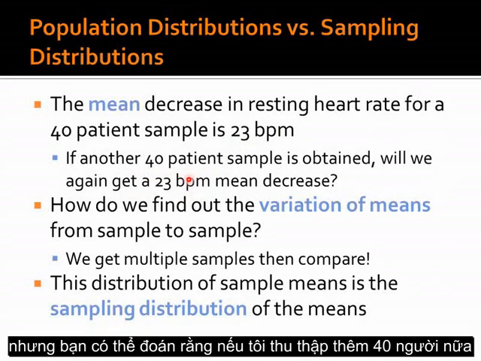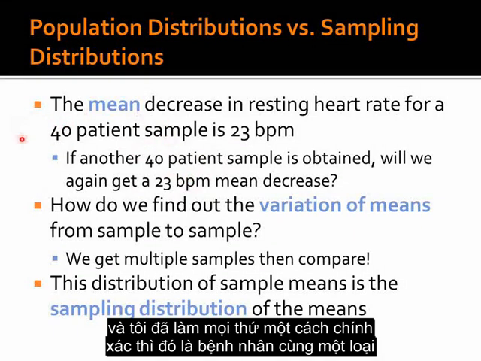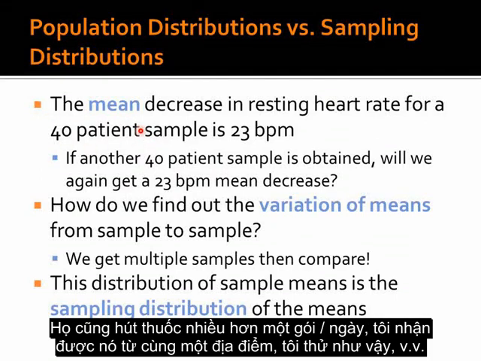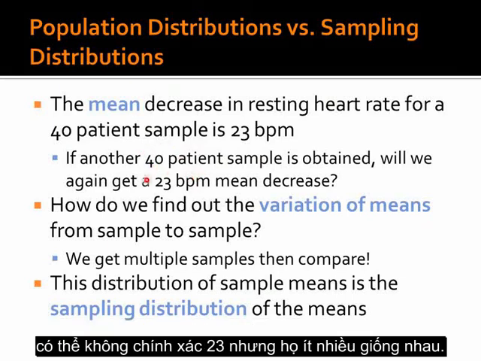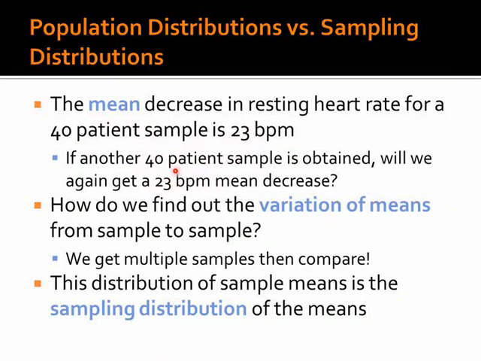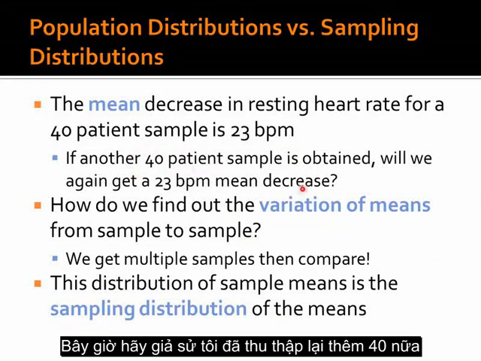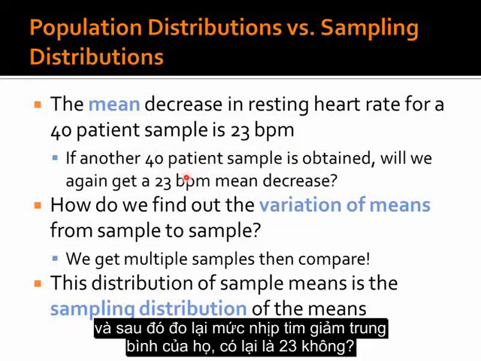Now, obviously, you don't expect it to be exactly the same. However, you probably would guess that if I do collect another 40 and I've done everything correctly, it's the same kind of patients, they're also smokers who smoke more than 1 pack per day, I get them from the same location, etc. It may not be exactly 23, but they are more or less the same. Now let's assume I collected yet another 40 and then measure their mean decrease in resting heart rate again. Would it be 23 again? No, it would be something else.